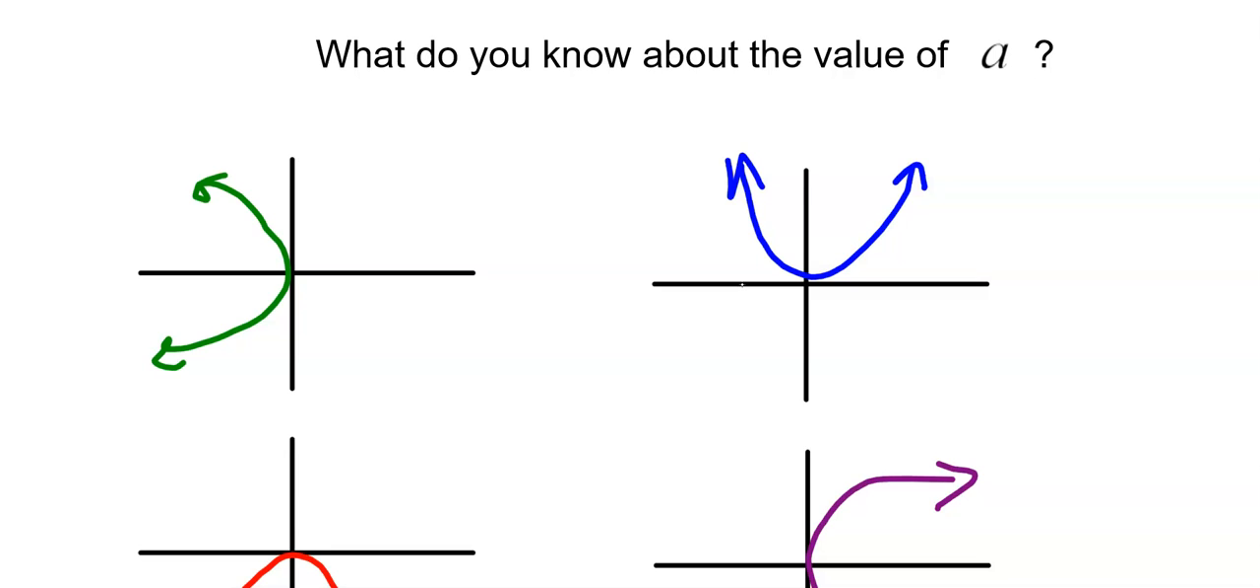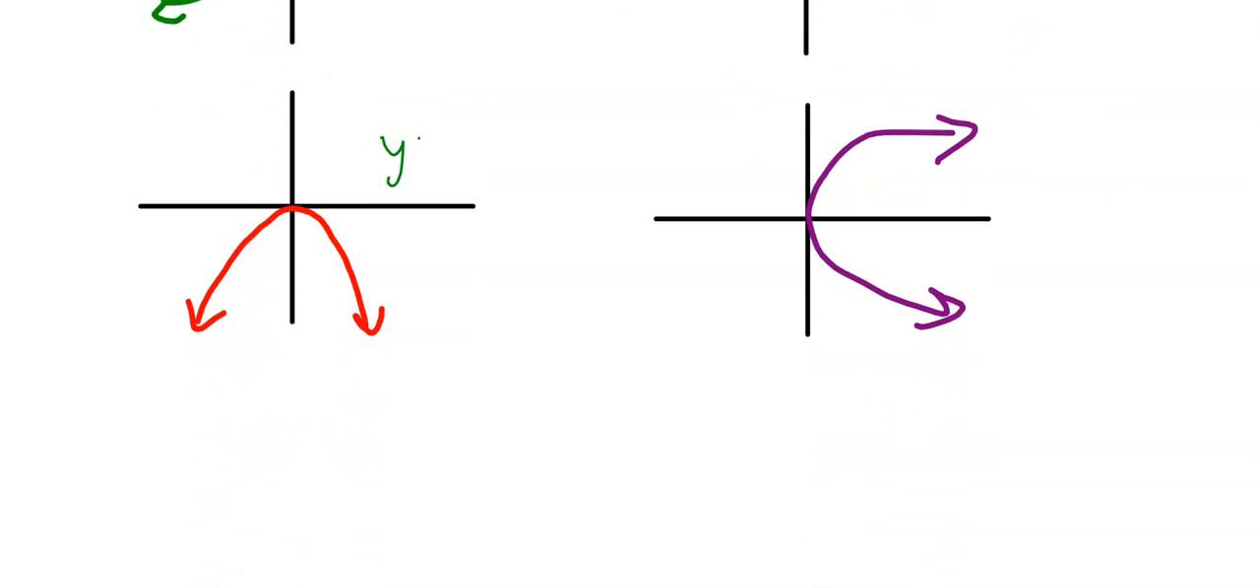What do you know about the value of A? This is definitely an x equals graph, so x equals ay squared because it's opening left or right. It's opening left, so A is definitely negative. This is a y equals graph, so y equals ax squared, and A is definitely a positive number because it is opening up. This is also a y equals ax squared type of graph because it's opening up or down, and A is definitely a negative number. And this is an x equals ay squared, opening to the right, so A is definitely a positive number.